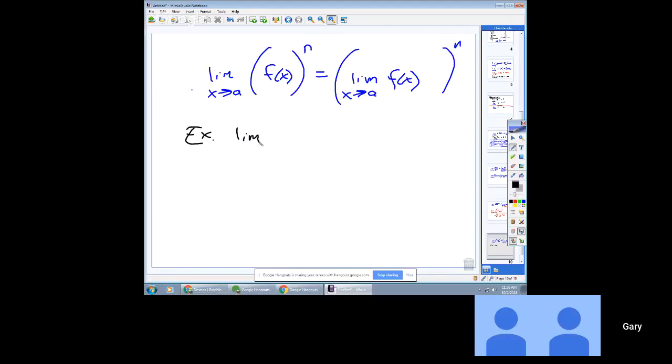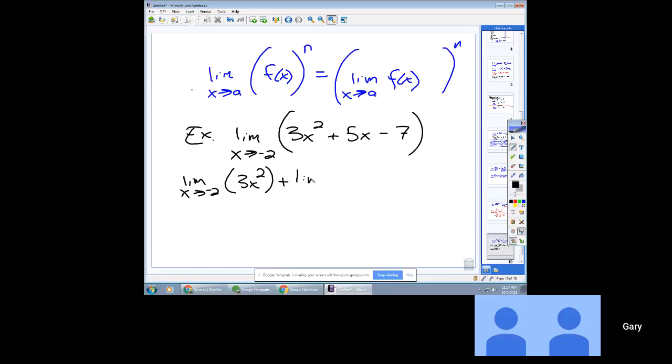So example, let's take the limit as x goes to -2 of 3x squared plus 5x minus 7. So we have limit properties that allow us to jump through addition. And subtraction is just adding the opposite, right? That means we can jump through subtraction. So one of our limit laws says this is the same thing as the limit as x approaches -2 of 3x squared plus the limit as x goes to -2 of 5x plus the limit as x goes to -2 of 7.